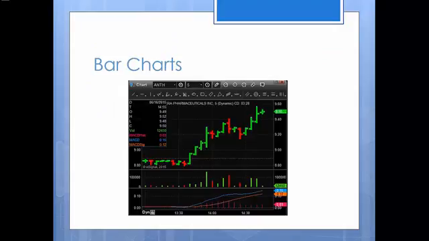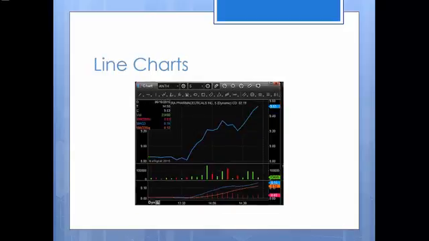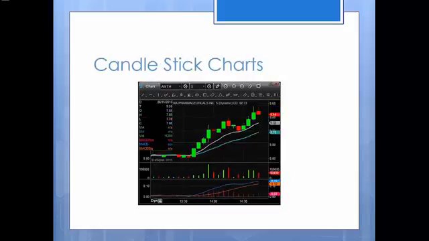This is a bar chart. It's not something that I would use, but you can look at it. This is a line chart. Again, not something that I would use. And this is a candlestick chart.